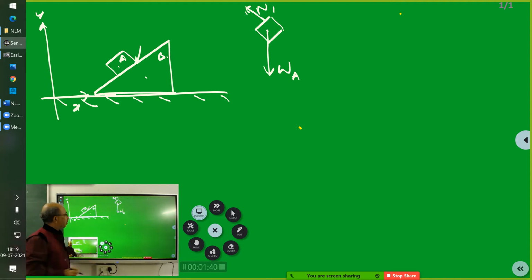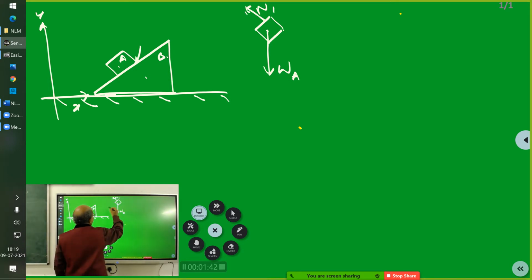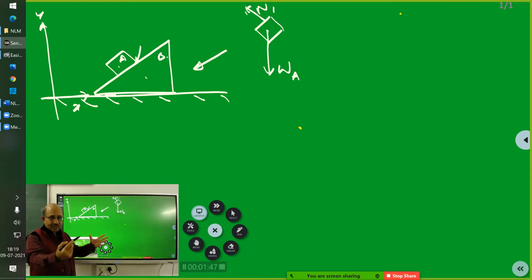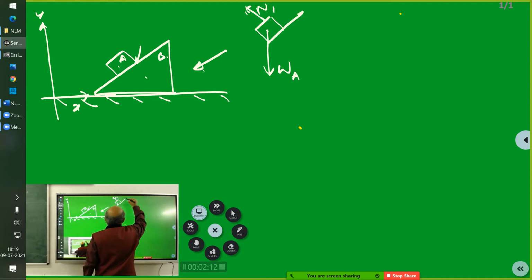Look at WA and N1. You will soon see that the resultant vector of N1 and WA will be in this direction, isn't it? I suppose you are all able to understand this. That means this resultant vector due to N1 and WA will cause the body A, the block A, to slide down the wedge. Is that clear? So therefore the frictional force will be in this direction, which I am showing as F1.